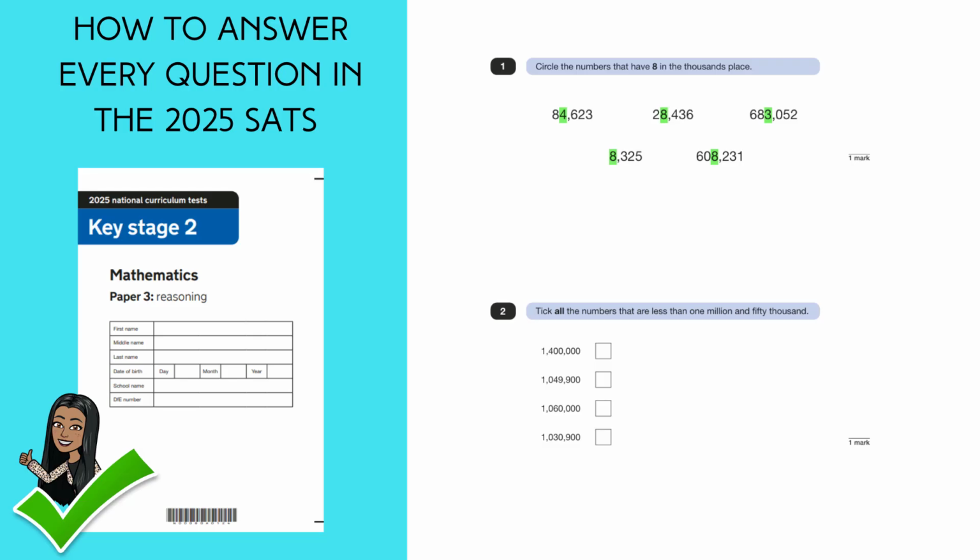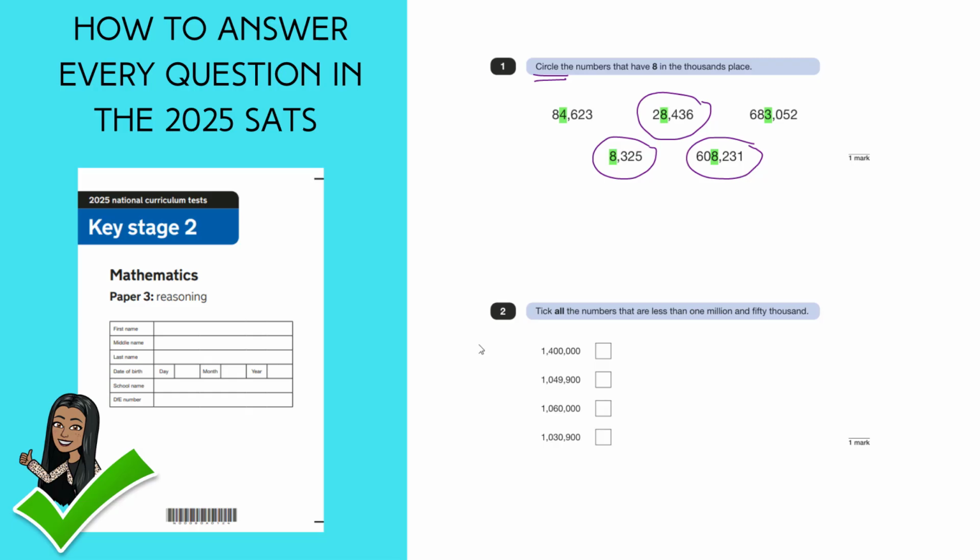Now if we look at those, which one of those numbers have got an 8 where I've highlighted it? You can see this one does, this one does, and this one does. So we've got 28,436, 8,325 and 608,231. These three numbers are the ones that have 8 in the thousands place. It is absolutely fine to highlight all of the numbers like we've done here, as long as you circle the numbers that you're indicating as your answer.